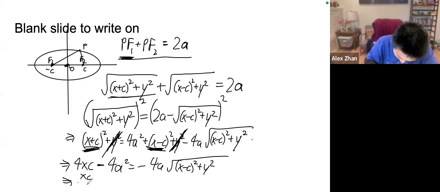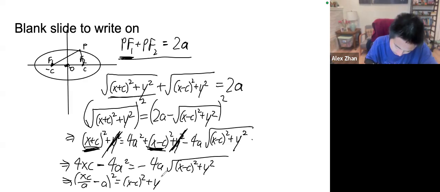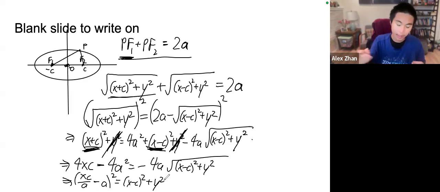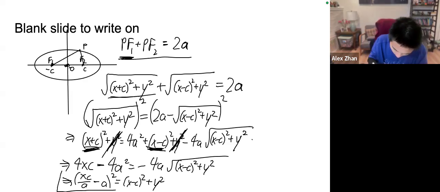Then it becomes xc over a minus a squared is equal to (x minus c) squared plus y squared. I just squared everything. I divide by 4a and square everything again. So now this is the equation we get.